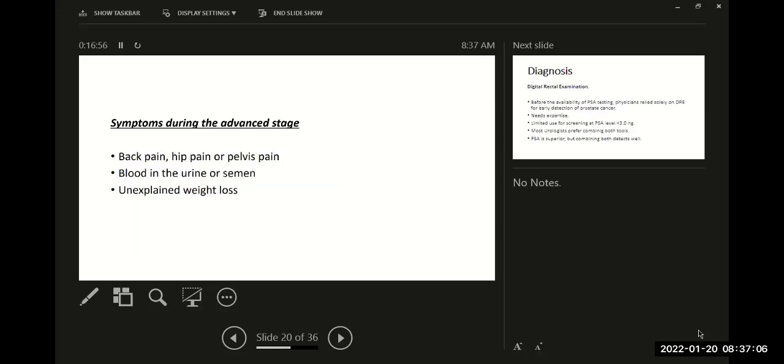Symptoms during the advanced stage, which are more specific to prostate cancer: back pain, hip pain, or pelvic pain, which may be due to metastasis of the prostate cancer into bones, which are the most likely metastatic site for prostate cancer patients. Blood in the urine or semen, unexplained weight loss.